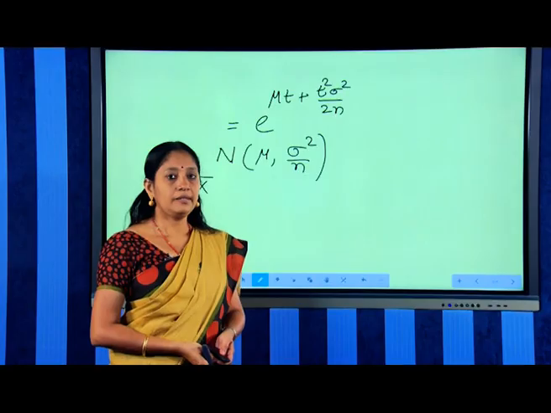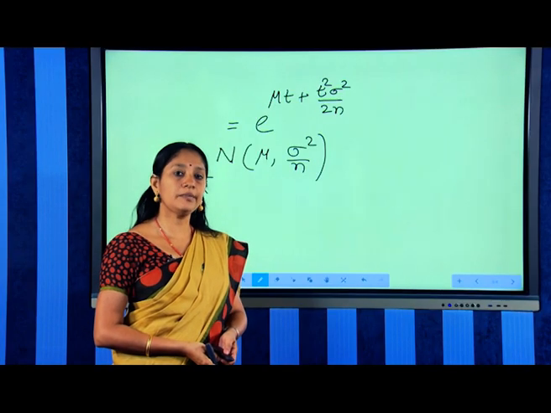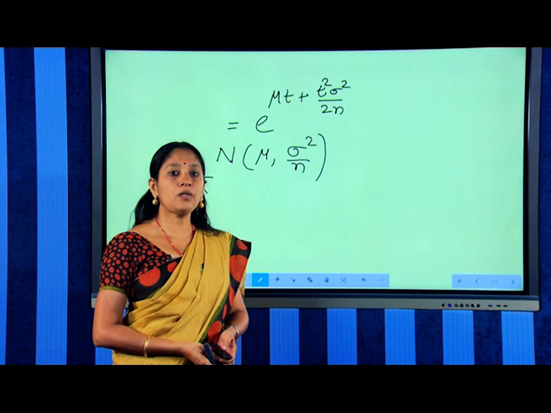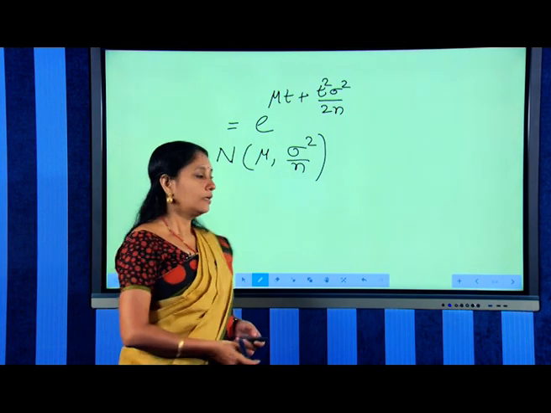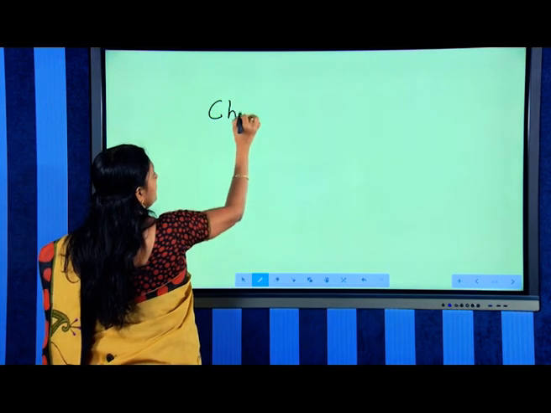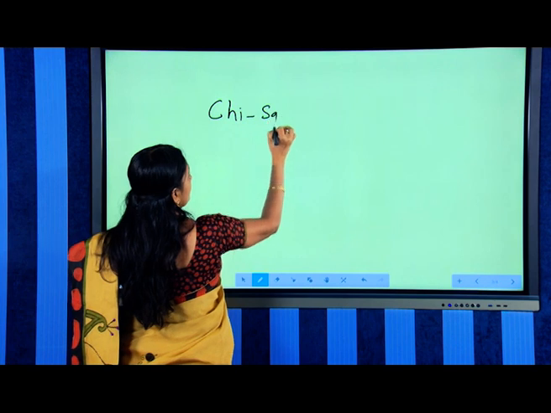Now, we consider another sampling distribution called chi-square distribution. This distribution was introduced by Karl Pearson. It is actually the distribution of the square of the standard normal random variable. So, we consider the chi-square distribution.